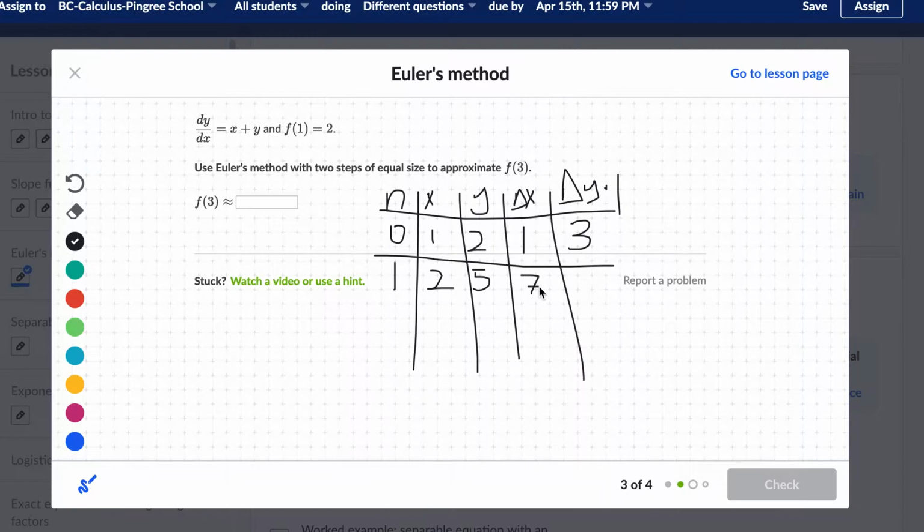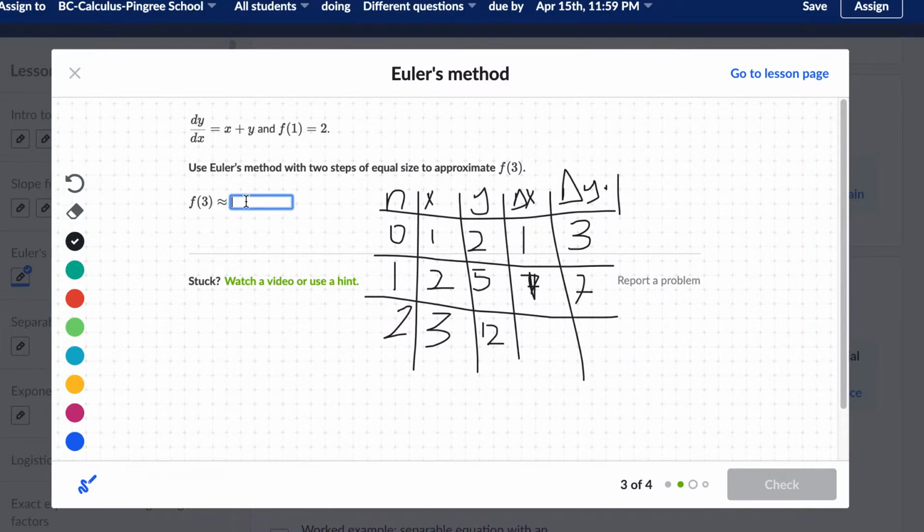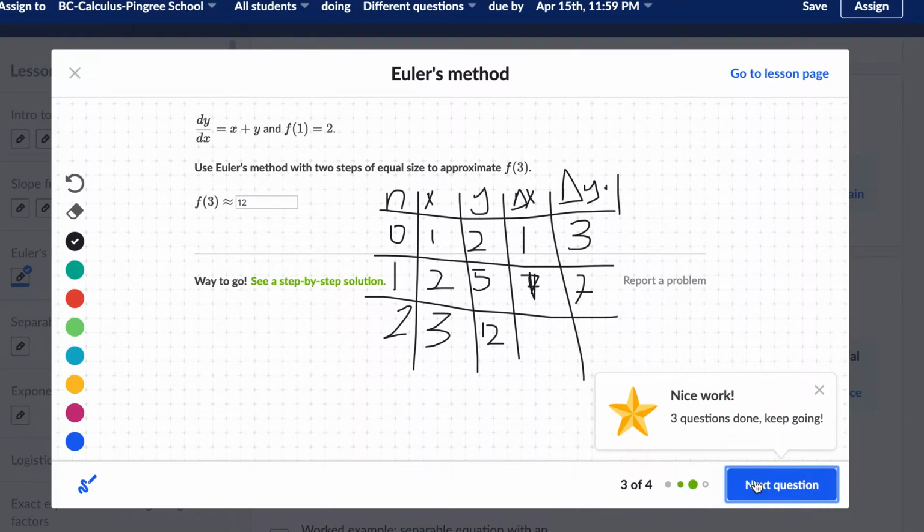Sorry, that 7 goes over here. I can't erase. This is just a 1. And again, I'm just going to add to get to the second step. I'm going to add the 1 from right here and the 7 to the 5 right there and get 12. Okay, so f of 3 should be 12. And with this, you'll be put out of your misery. What do you know? Got it right.